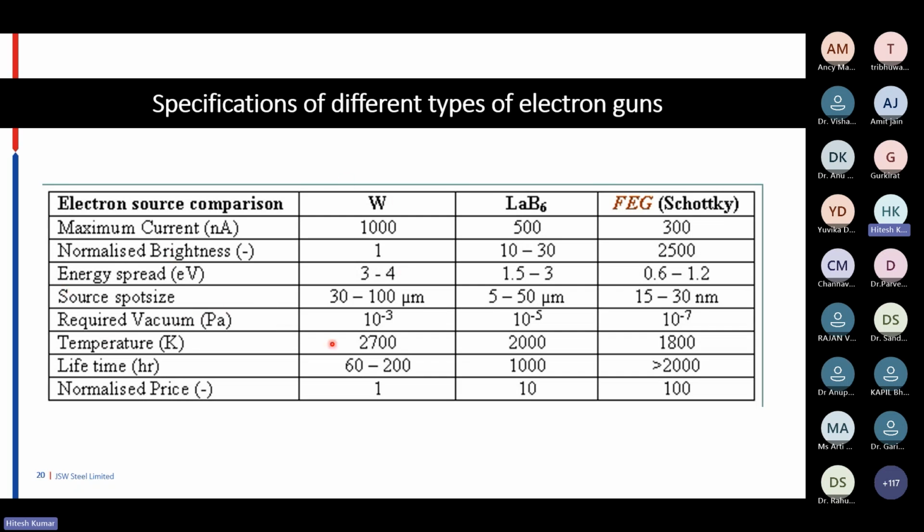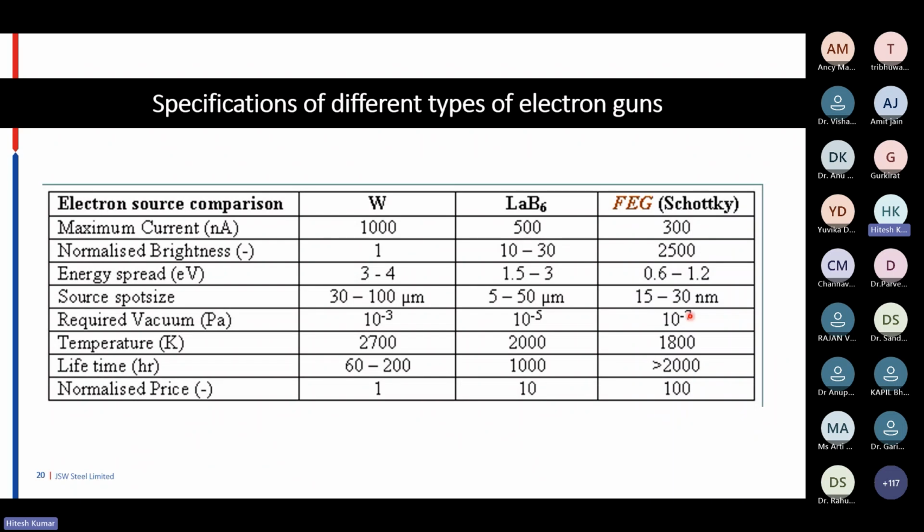The same now comes with the vacuum. In tungsten filament, we need not go for the higher vacuum. We can go to 10 raised to the power minus 3. In LaB6, we need 10 raised to the power minus 5.